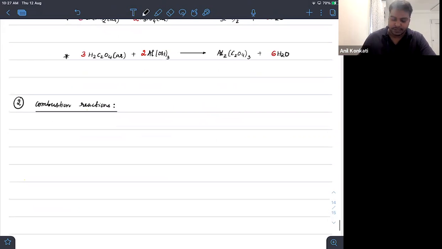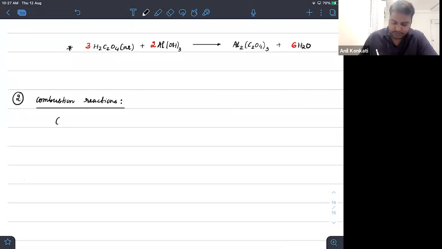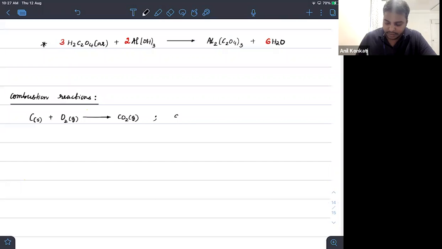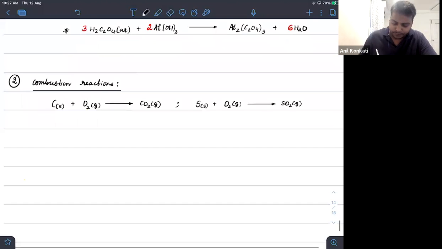For instance, simple combustions I'll write first, like carbon in a graphite form. If you react with O2 gas, it will become carbon dioxide gas. This is also a combustion reaction. Sulfur in a solid form, react with oxygen, it might form SO2 gas. This is also a combustion reaction.